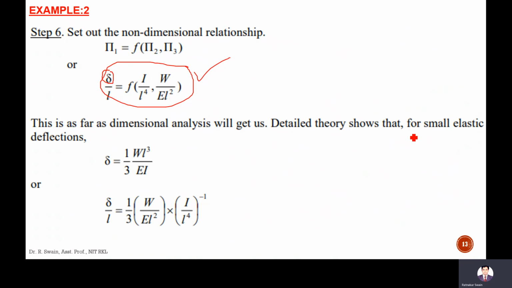A little theory shows that, as per theory, we know that for small elastic deflections delta is 1 by 3 W L cube divided by E I. This is as per the usual equation. So delta by L will be 1 by 3 times W by E L square into I by L to the fourth, to the power minus 1. In this form you can write.